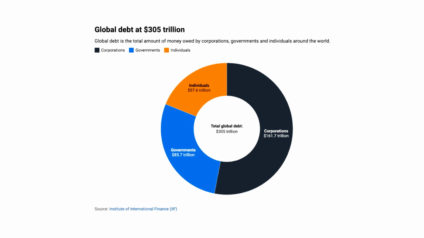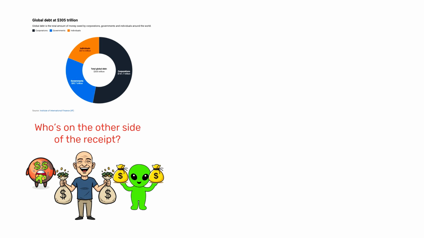Planet Earth now owes over $300 trillion. Everyone's in debt. But that raises a hilarious question. Who's on the other side of the receipt? Mars? Jeff Bezos? A committee of aliens charging intergalactic rent?